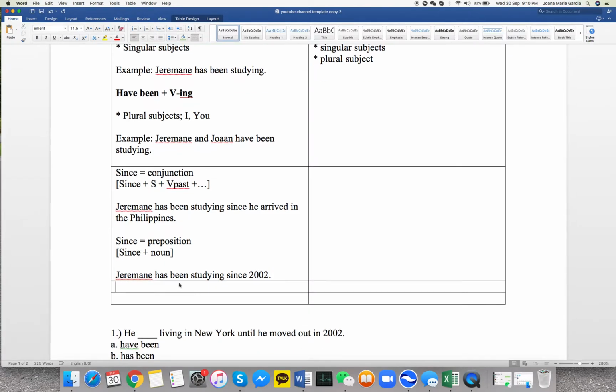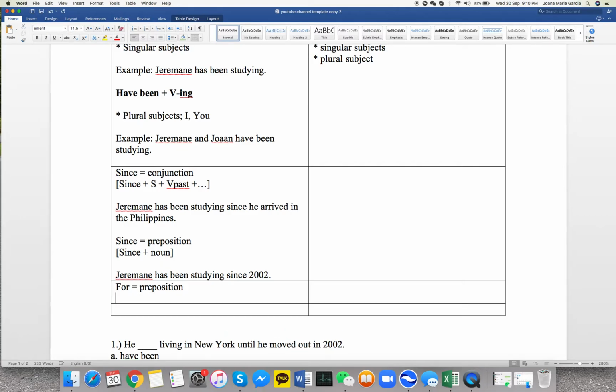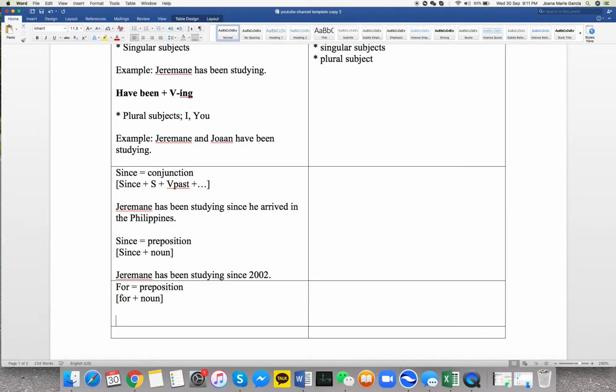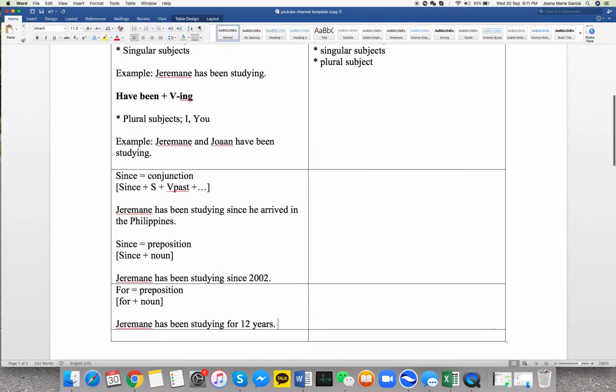And then we can also use for as well. Now, in this case, we only use for as a preposition, not for as a conjunction, because that has a different function. So the pattern is for plus noun. Let's have an example. We're going to study the difference between since and for in the next videos, not for now because it's going to take too long. For example, Jermaine has been studying for 12 years. So you can say it like that. You can use for and since.